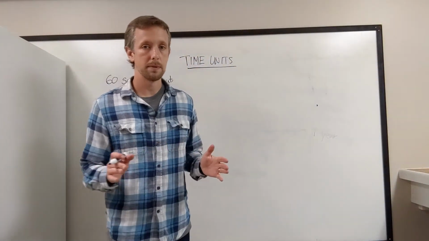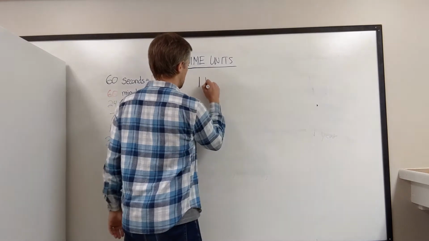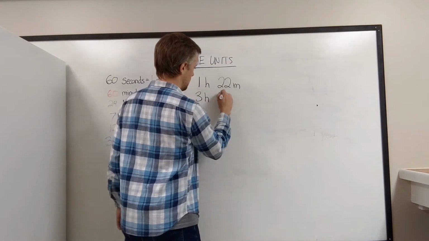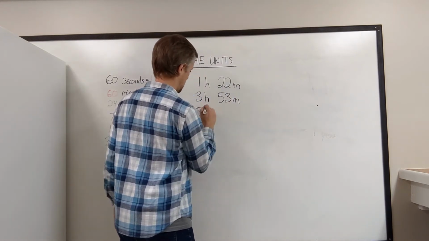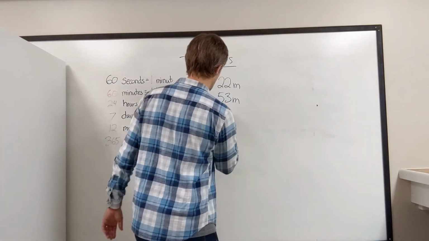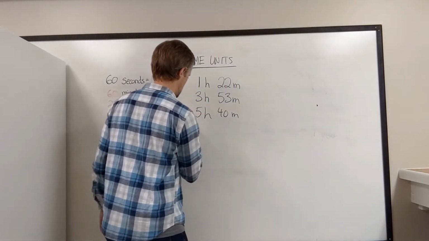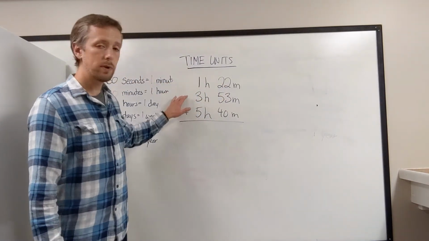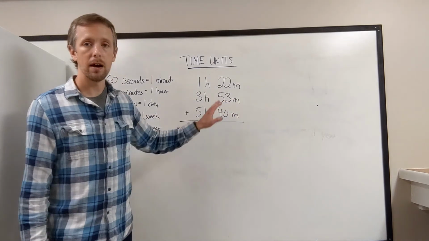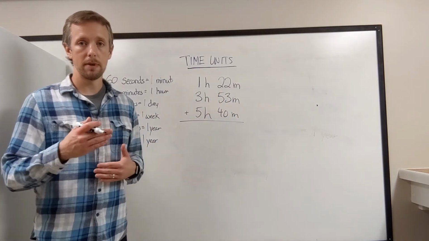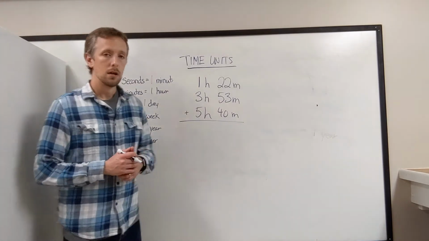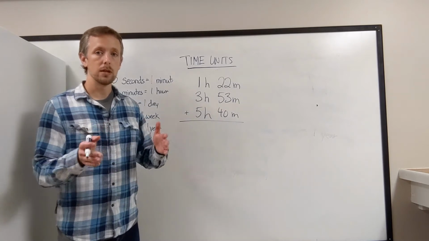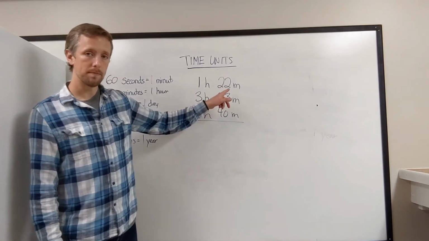Let's try adding some times together. Let's add 1 hour and 22 minutes plus 3 hours and 53 minutes plus 5 hours and 40 minutes and see how much time that makes total. To do this, we add the hours and the minutes separately first, and then after that we can do a conversion. Let's start with the minutes.